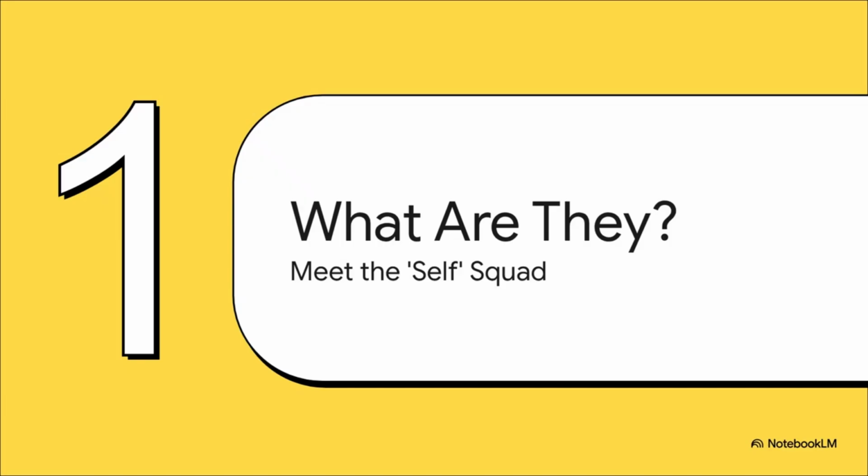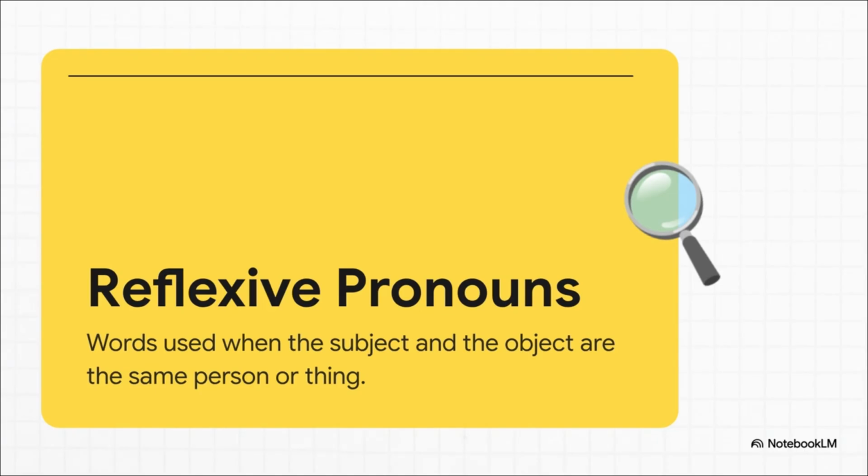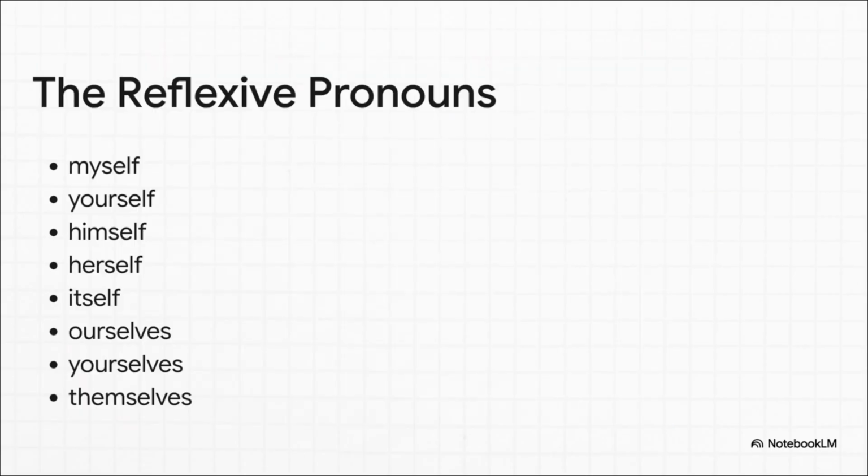All right, so to fix a sentence like that, we need to call in a special team of words. I like to call them the self squad. Let's get to know them and figure out what makes them so special. So here's the main idea, the real core of it all. You use a reflexive pronoun when the subject of a sentence, that's the person doing the action, is the same as the object, the person receiving the action. It's like the action boomerangs right back to the person who started it. It reflects back.